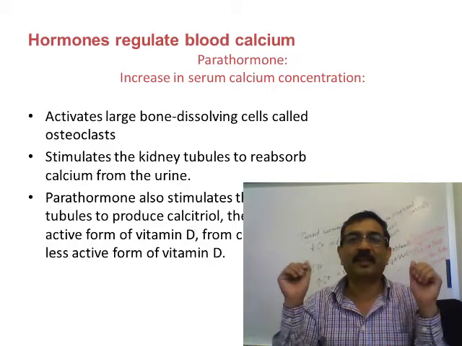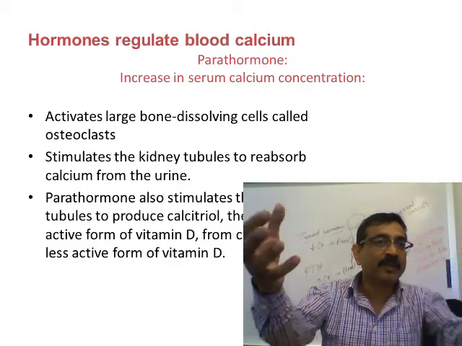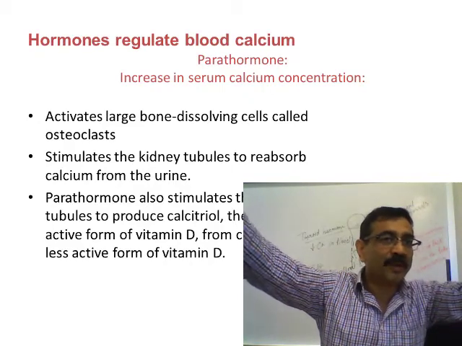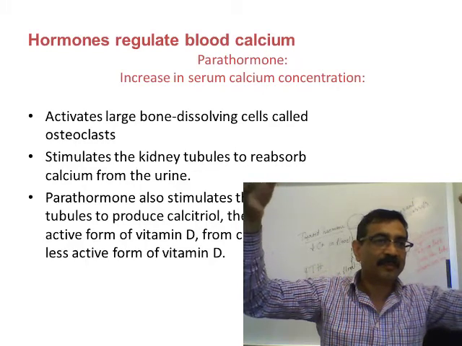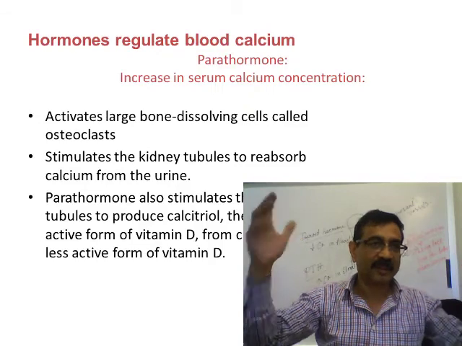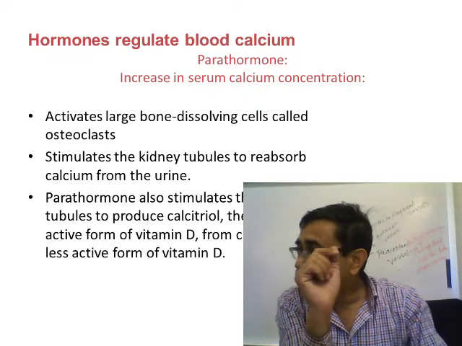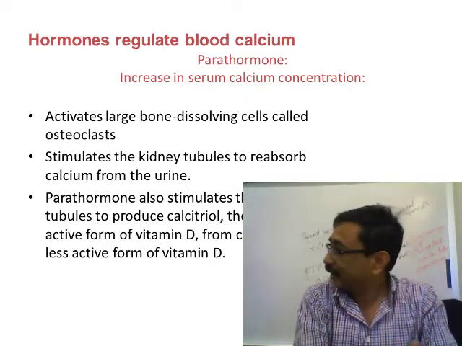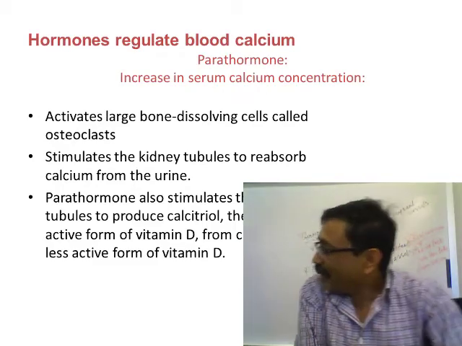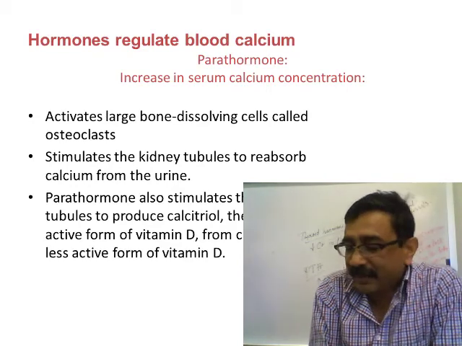Another is in the kidney. Now think about the kidney. If parathyroid hormone wants to increase the blood level of calcium, should it let calcium go, get out, or preserve it? Preserve, right? So it increases reabsorption. That means calcium is taken back into the body. So those two are just the opposite action of calcitonin.